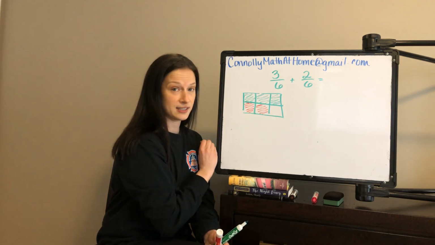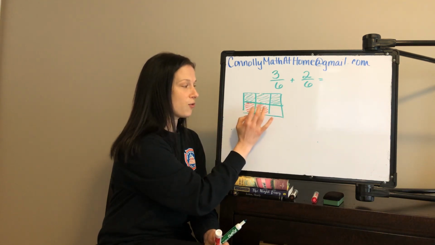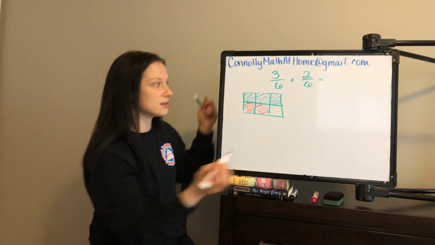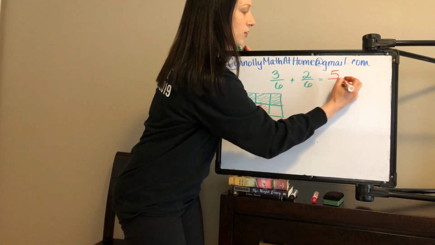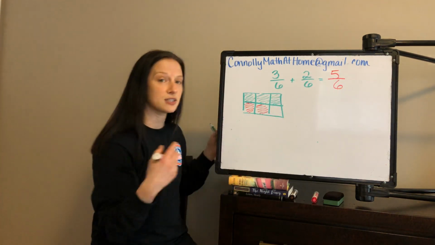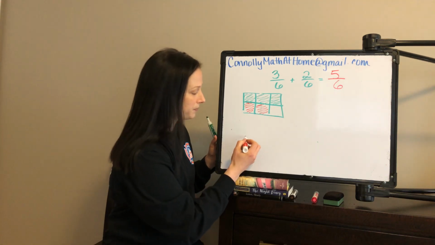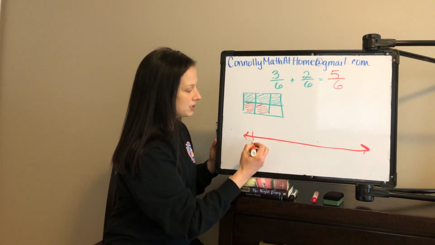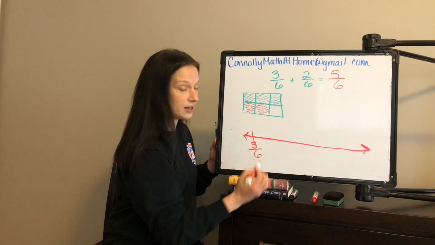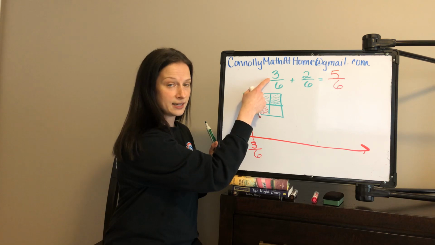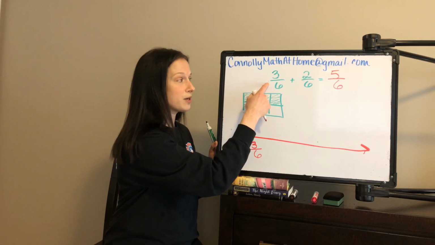plus 2/6 is clearly 1, 2, 3, 4, 5. 5/6. Okay, so something is still happening that I want you to notice about the denominator and the numerators each time. This is a noticing that you should be thinking about. And then we can also represent our addition on the number line. So I'm going to take my add-in 3/6. Add-ins are the numbers that we're adding together, the numbers we're combining.